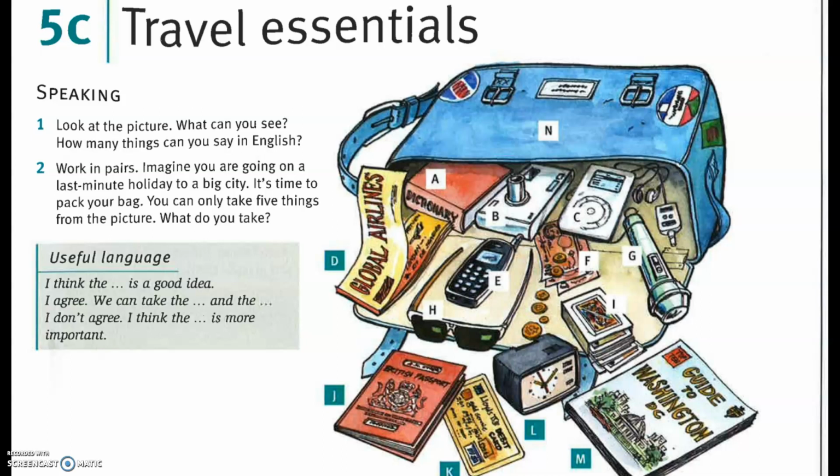So get them to identify the items first, and then tell them they need to just choose just 5. They've got a very small bag, okay? And you could model using this language here. I think the dictionary is a good idea because, well, actually the dictionary isn't a good idea, is it? Because you're going to Washington, they speak English, so that should be fine. All right, so model the task there. Teacher's book's got some great notes on how to do this, so do have a look at that.